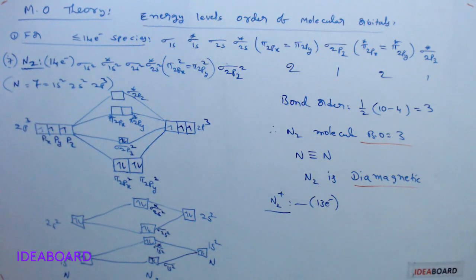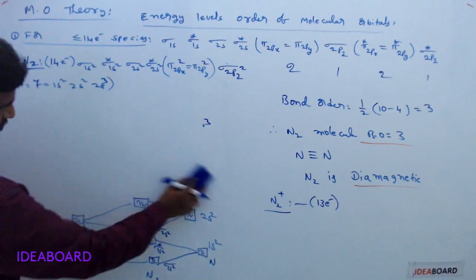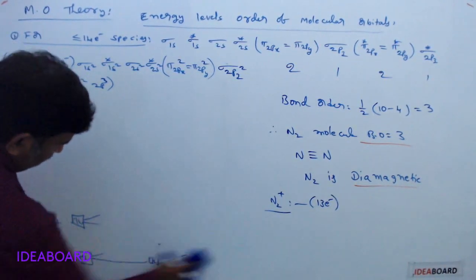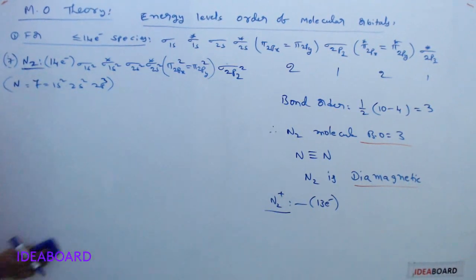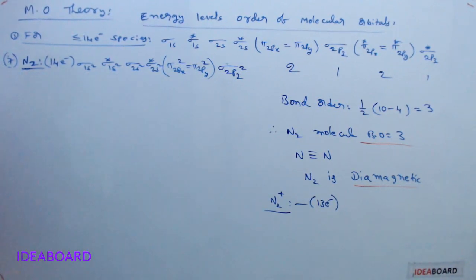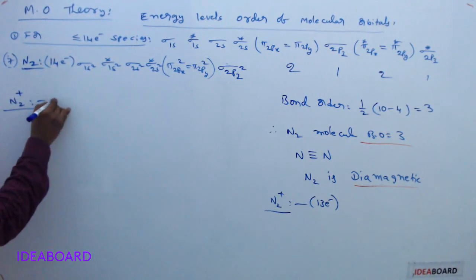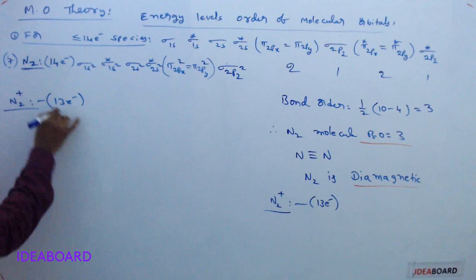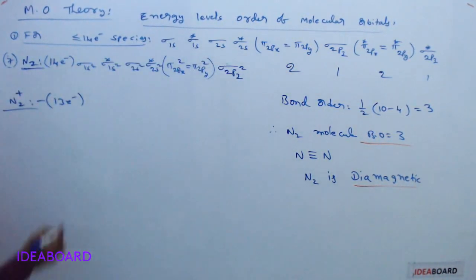Then no need of this diagram. I am removing this diagram. So this is the N2 molecule energy level diagram order. The N2 plus molecule I am writing now. Please remember the N2 plus molecule. N2 plus means how is it? 13 electrons. So now what is the 13 electron configuration?